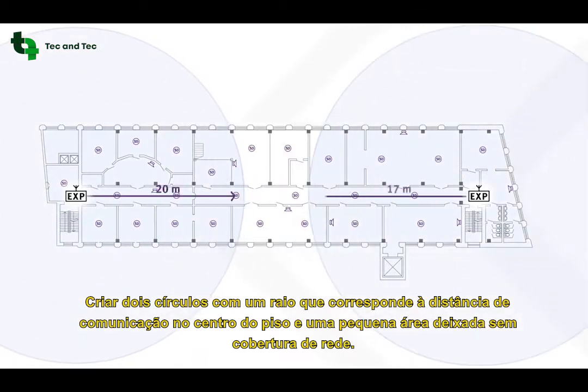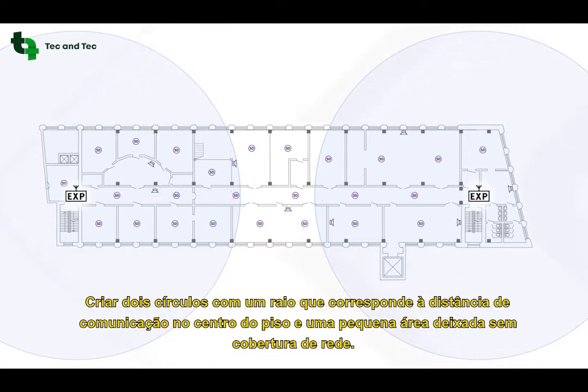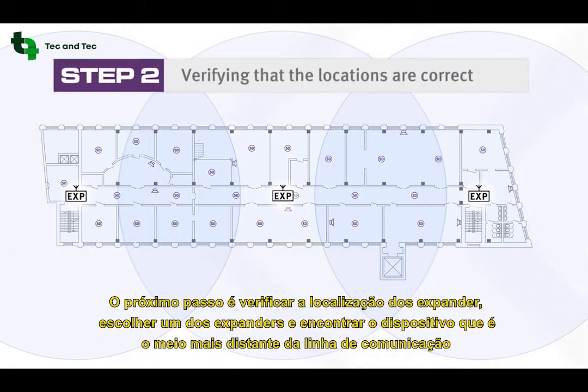Create 2 circles around the expanders with a radius that corresponds to the communication distance. In the center of the floor, there's a small area left without network coverage. Put another expander there and create a circle to indicate its range. The next step is verifying the locations of the expanders.